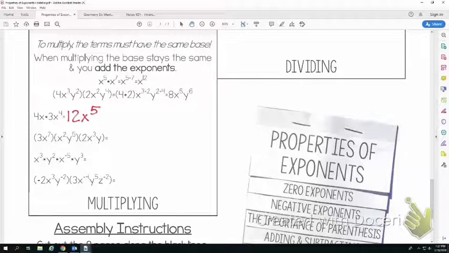Go ahead and do the next one. So looking at this one, again, I'm going to do the coefficients first. So what is 3 times 1 times 2? 6. Then I've got x to the 7th, x squared, and x cubed. So that is going to give me x to the power of what? What'd you say, Parsa? 12. And then Logan, what is y to the 5th times y? Y to the 6th. Now I want you to do the next two.